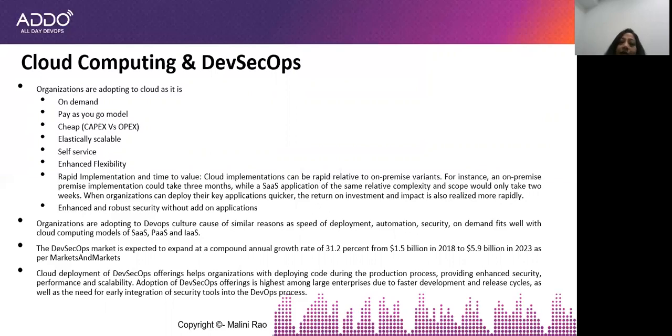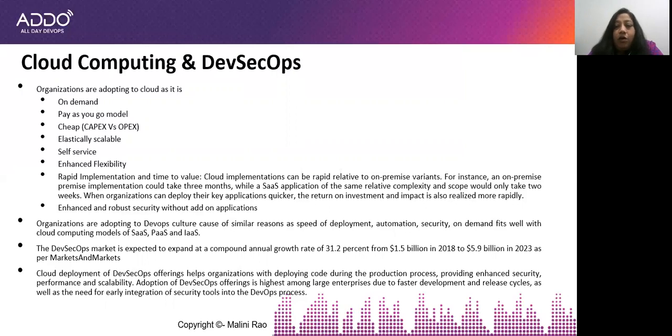And the most important part is the rapid implementation and time to value, because cloud implementations can be rapid relative to on-prem variants. For instance, on-prem could take 3 to 4 months for you to go live, but cloud is immediate. If it's a SaaS application, you can be relatively faster compared to your on-prem model. For example, Salesforce, you just plug in and you can subscribe and start using it. So organizations can deploy their key applications quicker with a better return on investment, and impact is also realized more rapidly.